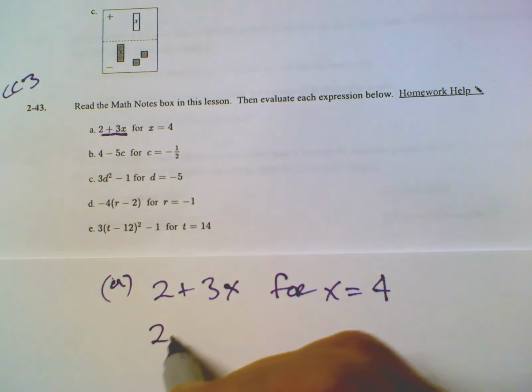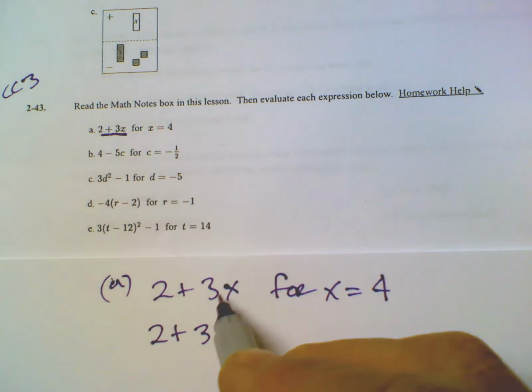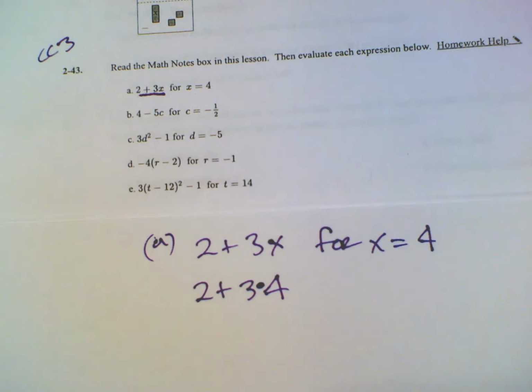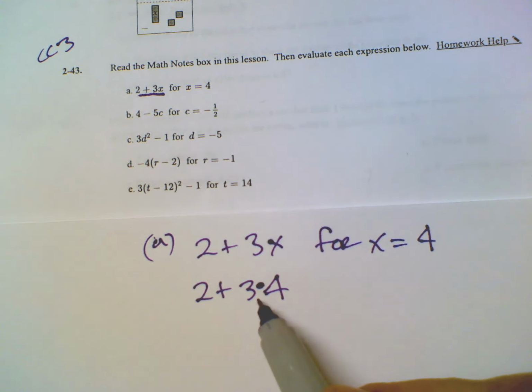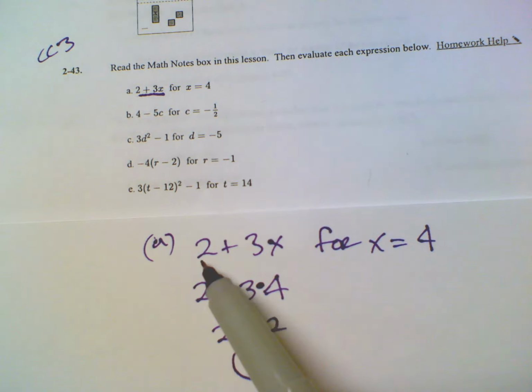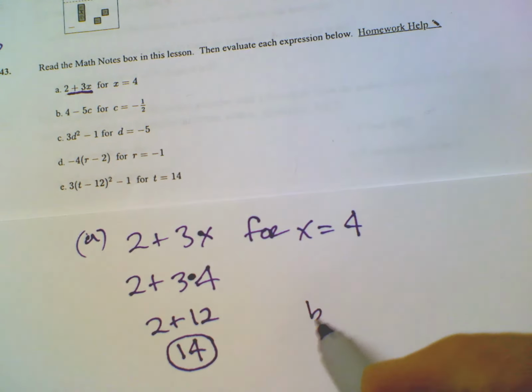What does that look like? Well, we rewrite the expression, but instead of an x, we're going to put a 4. Now, does this mean 34? No. When you have a number and an extra variable, there's multiplication. It means 3 times 4. So we have 2 plus 3 times 4. Order of operations says do the multiplication first, then the addition, and you end up with an answer of 14. So 2 plus 3x when x equals 4, the whole thing is 14. All right, so let's do a couple more of these, and I think we can probably go from there.